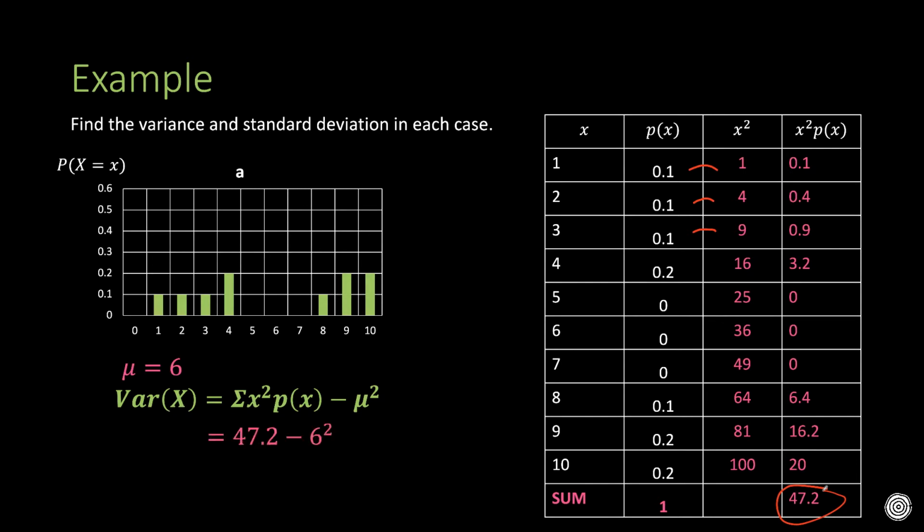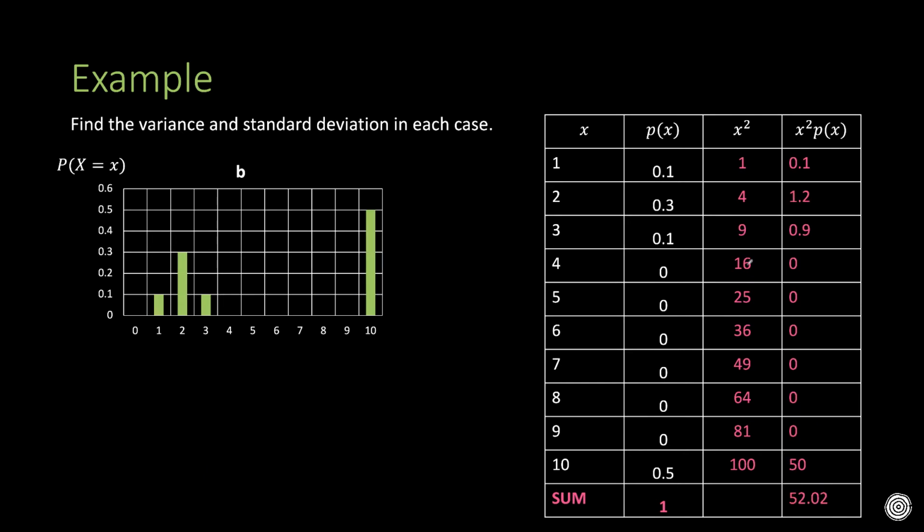And I get 47.2. Now to find the variance, I'm going to have to plug that into the formula. Now 47.2 is this section here. And so that leaves me with 47.2 minus 6 squared, which is 11.2. And then for the standard deviation, it's just the square root of 11.2, and it's 3.35.